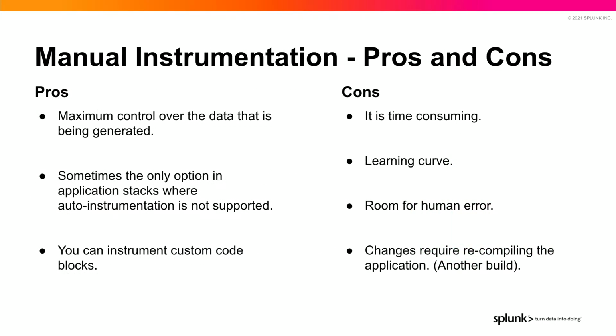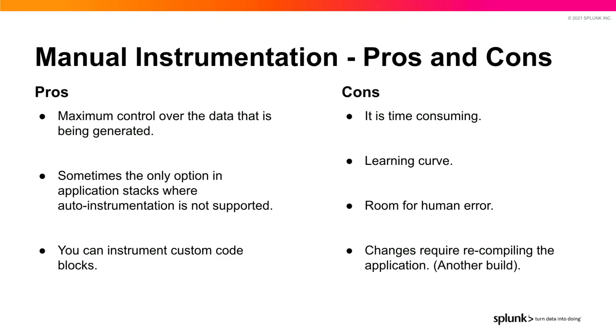Now let's take a look at some pros and cons with respect to manual instrumentation. Starting with the pros, we can see that you'll have maximum control over what you specifically want to see. In minor cases, it's really the only option for certain application stacks where we do not have an auto instrumentation option to gather metrics. You can also instrument custom code blocks of your choice and not necessarily the entire application. So if we specifically want to see one thing, we can instrument that one thing.